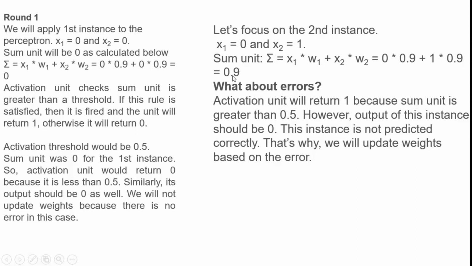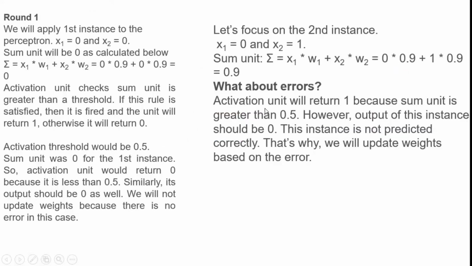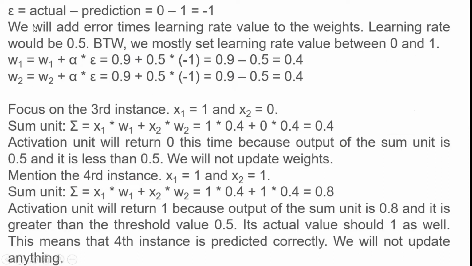So the threshold value is 0.5. So 0.9 is greater than 0.5, and the result comes out as 1. The actual value is 0, and the output we got is 1. So in this case, an error has occurred, and that's why we need to do some calculations here.